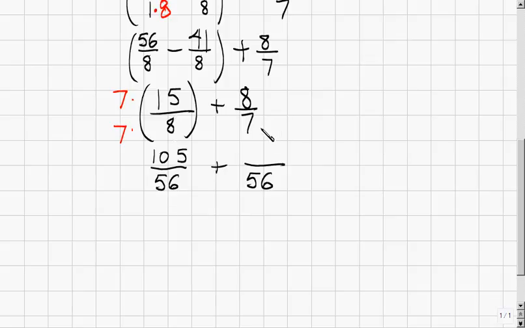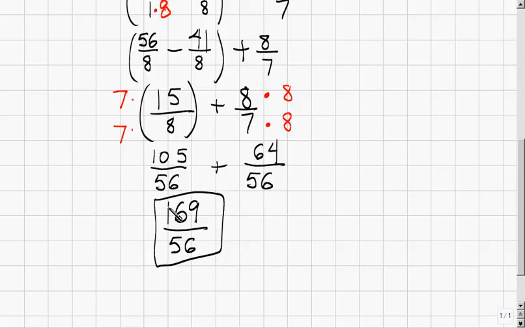For our second fraction, we'd need to multiply 7 by an 8 to get 56, so we'll multiply the numerator by 8 as well. 7 times 8 is 56, just like 8 times 8 is 64. Now that we have two fractions we're adding together with common denominators, just add the numerators. 105 plus 64 will become 169 over 56. This could be our final answer.